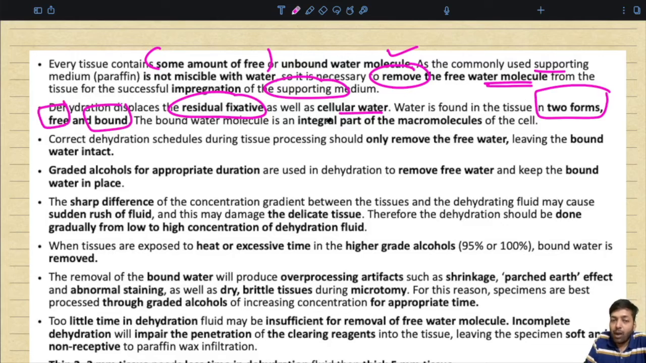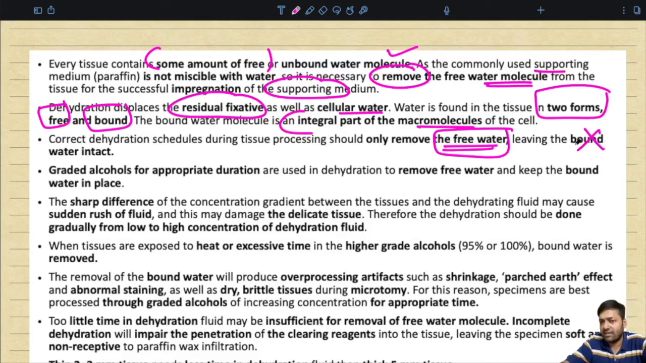Now remember, the bound water molecule is an integral part of the macromolecule of the cell. That is, it is the integral part of the nucleic acids, proteins, carbohydrate inside the cell. Correct dehydration schedules during tissue processing should only remove the free water, leaving behind the bound water intact. So your dehydrating process should be such that only the free water is removed, whereas the bound water inside the protein molecule or inside the nucleic acid should remain.